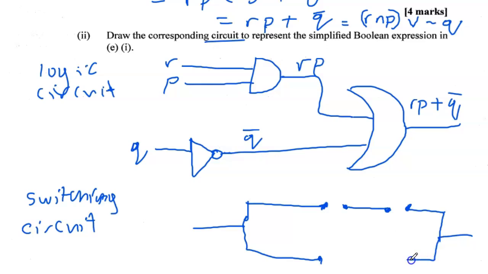So we need RP, so that's R and P. So we put those at the top. Or not Q. So coming through, we'd have RP or not Q.